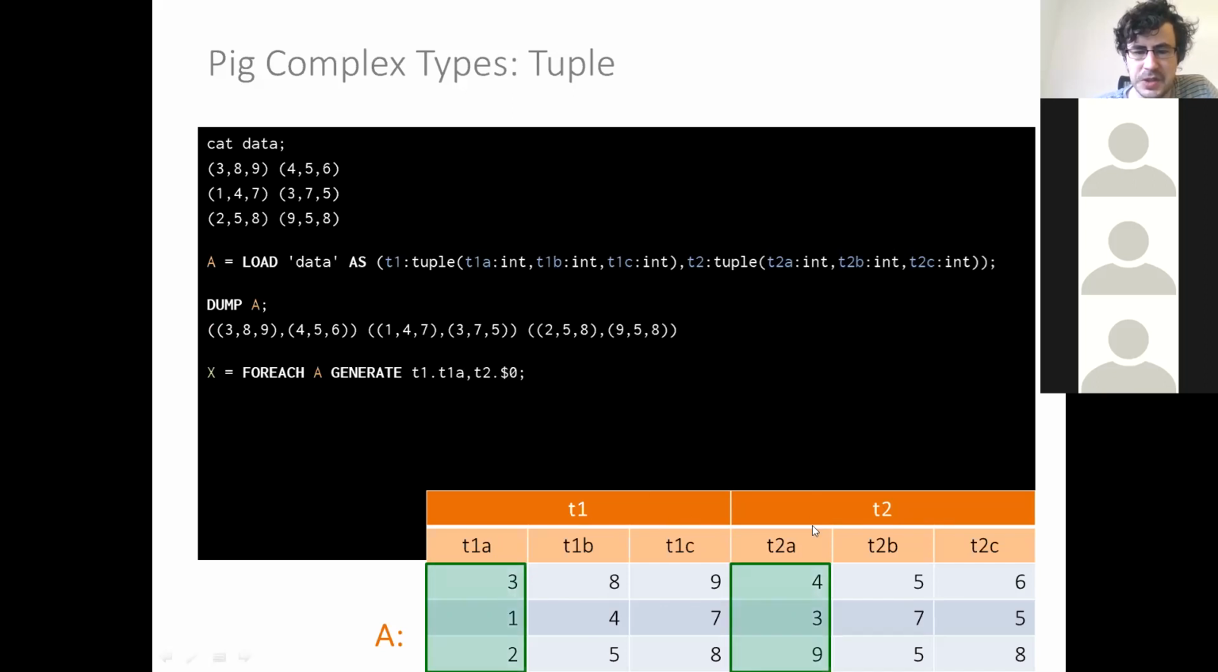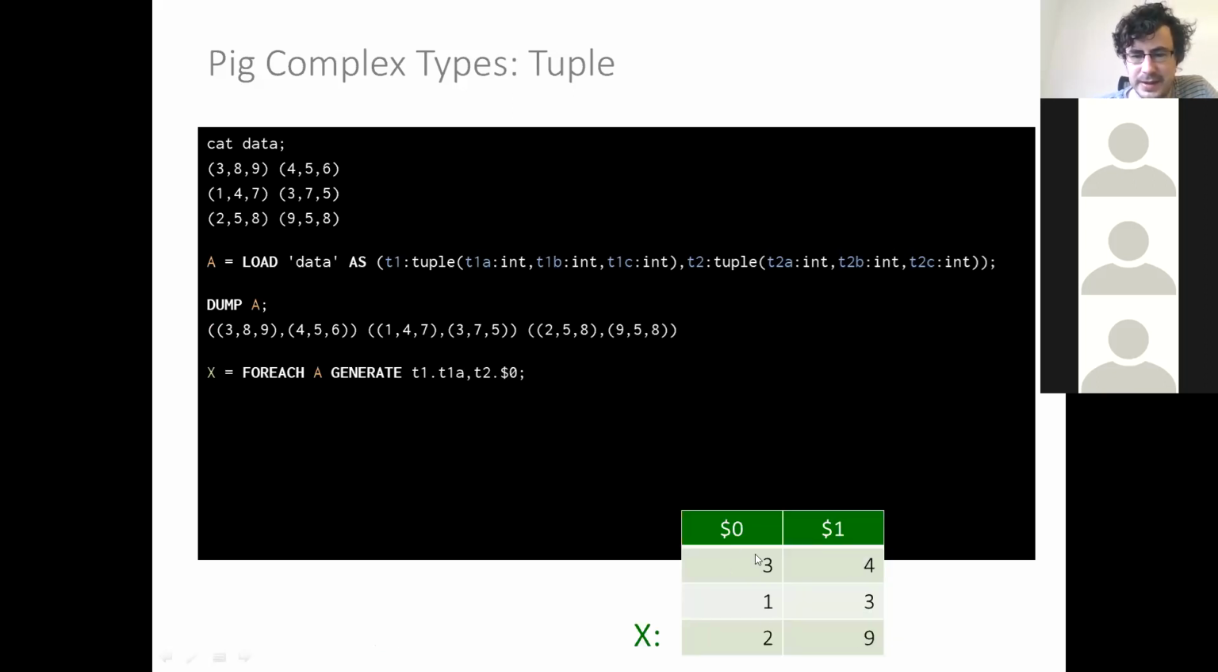X will essentially project these 2 columns and produce this relation here. In this case, it might not be super clear what this would be called, but these columns would be called T1.T1A and T2.T2A. But in this sort of case, we might actually just prefer to use a numeric reference for them. Or we can also rename columns. We can do T1.T1A as A, and T2.T2A as B, for example, to make it clearer. So we dump this, and we see that we just have a typical relation with 2 columns.